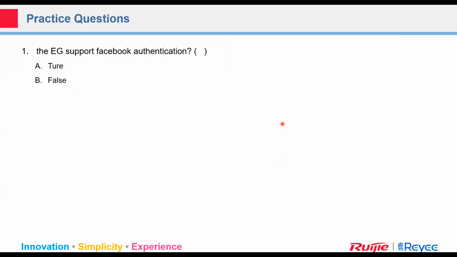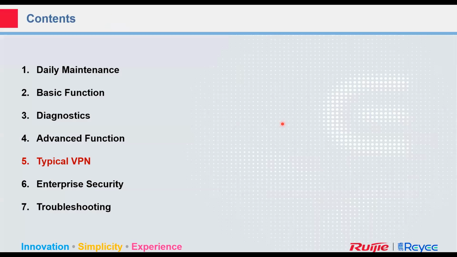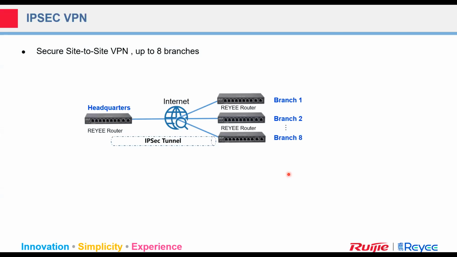All right, moving on. We have the next feature, which is VPN configuration. First of all is the IPsec VPN. This is a secure site-to-site VPN where EG router can support up to 8 branches. So here we have one Reyee router on the headquarters, and we have 8 branches here, all using Reyee router. So for IPsec VPN, it is able to support up to 8 branches.